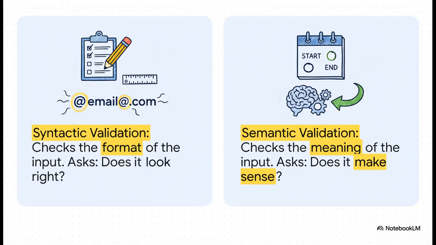Then you've got semantic validation. This one's a little deeper. It asks, does this data make sense? For instance, if a user picks a start date for a vacation, is that date actually before the end date? You need both for your application's logic to hold up.